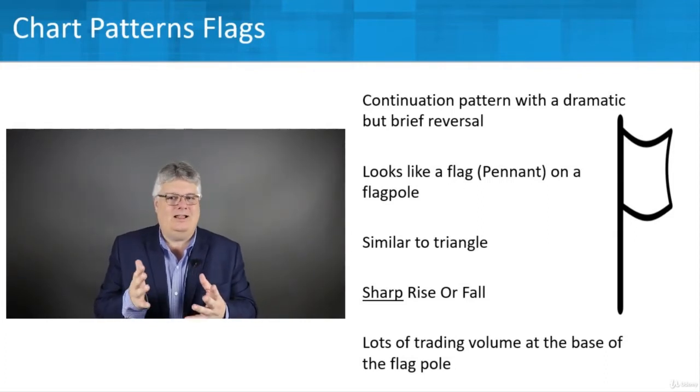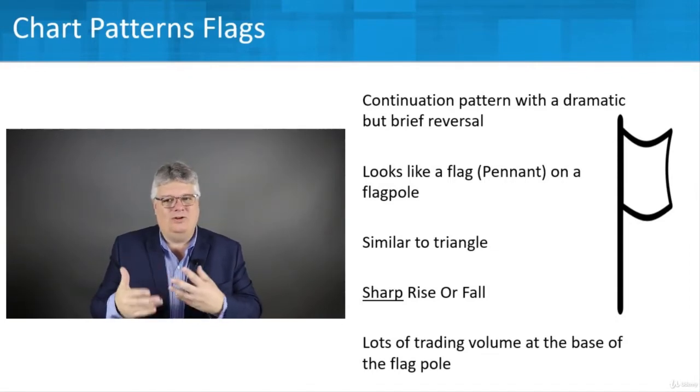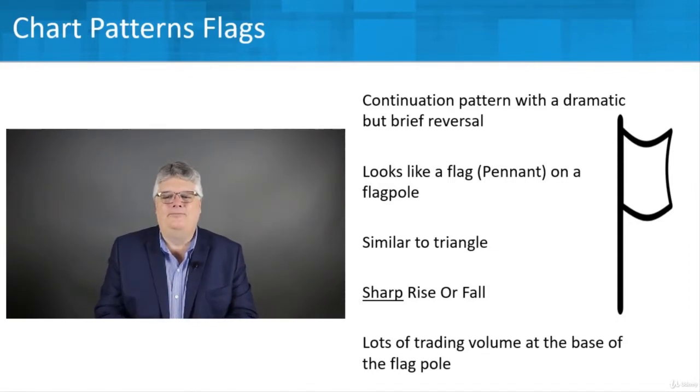And the whole idea, like a lot of chart patterns, is that they look like something, and that's how they get their name. So it looks like a flag, or like a pennant on a flagpole, right? It's similar to a triangle as far as it's got a shape, but it really looks like a flag, a pennant, or a flag with a flagpole. Then you're seeing a sharp rise or fall. Depending which way the trend's going, it's going to go the opposite way for a short period of time, and then pick up the trend after that.